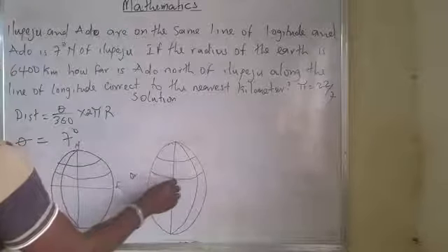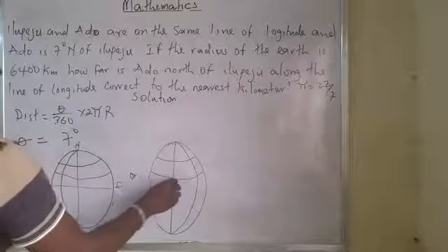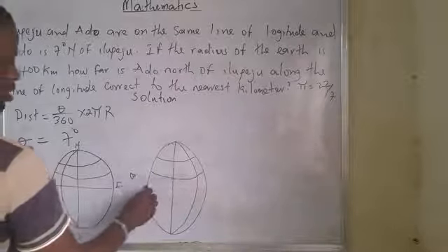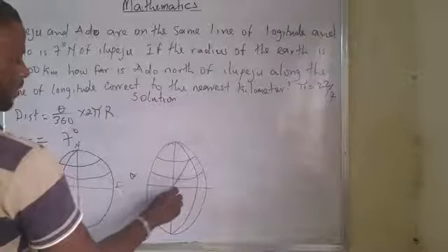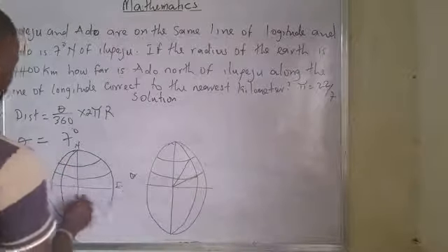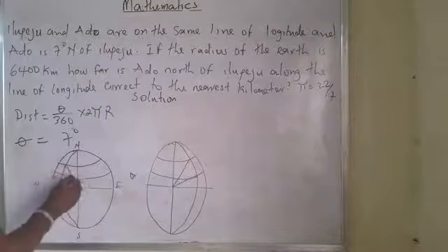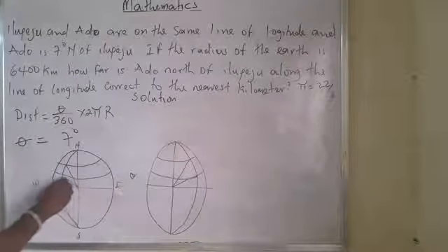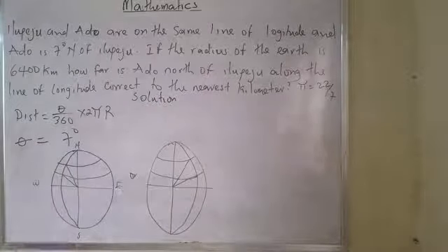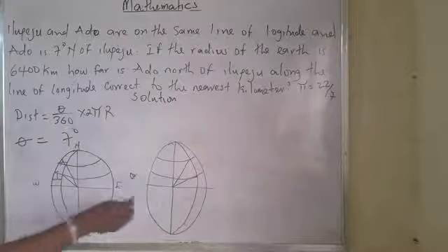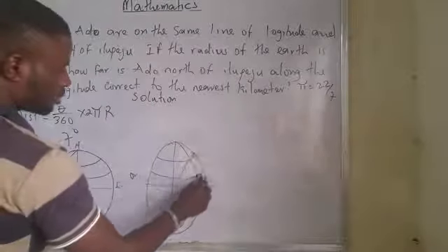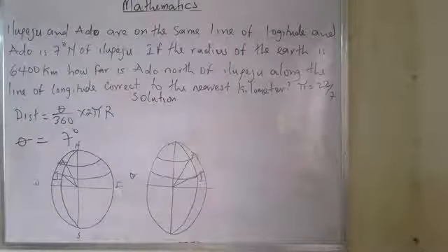Anyhow you do it, you are good to go. Because the question is what? On the same, and that is not defined. That is going to be what we are talking about. Now, here will be Ado, here will be Ilupeju, here will be Ado, here will be Ilupeju. Take note of that. That is all we need to work on.